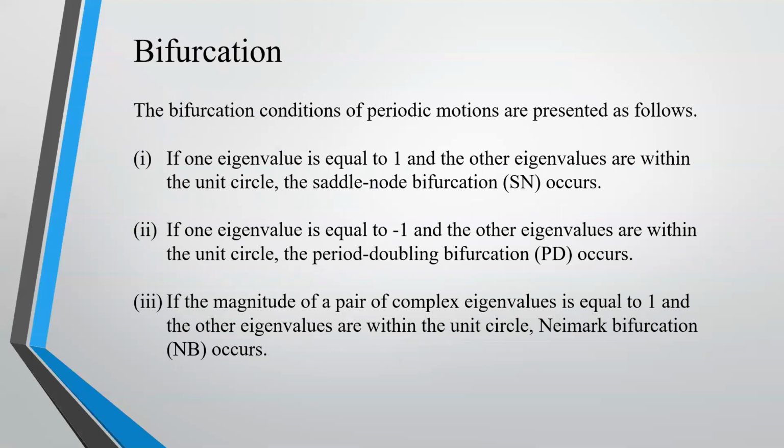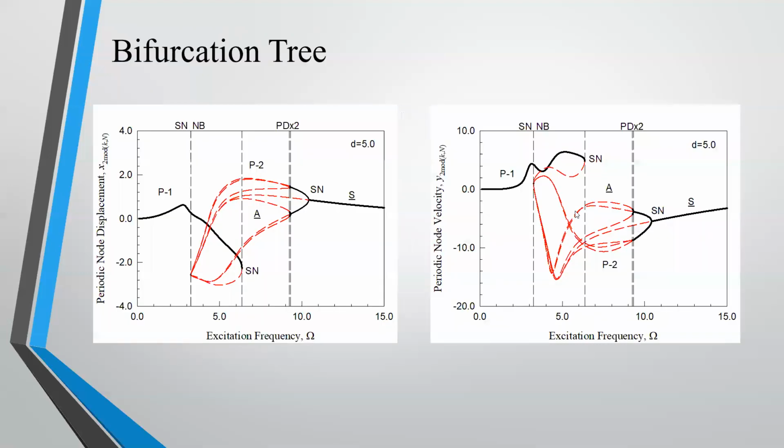The bifurcation conditions for periodic motions have 3 cases. If one eigenvalue is equal to 1 and the other eigenvalues are within the unit circle, we say it's the saddle-node bifurcation. If one eigenvalue is equal to -1, and the other eigenvalues are within the unit circle, we say it's the pure period-doubling bifurcation. If the magnitude of a pair of complex eigenvalues is equal to 1 and the other eigenvalues are within the unit circle, we say it's the Neimark bifurcation. Then based on these, we can see the bifurcation tree here.